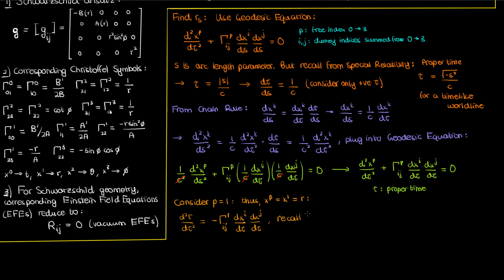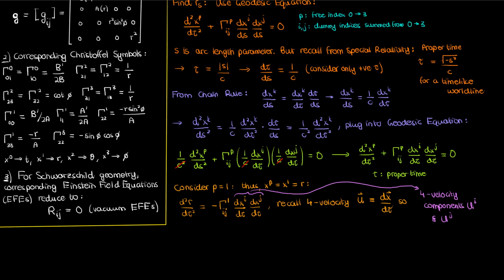Let's now recall something else from special relativity, the 4 velocity. By definition, the 4 velocity u is the proper time derivative of the 4 displacement x. So these tau derivatives of x super i and x super j are really just the 4 velocity components of our test particle, so u super i and u super j.